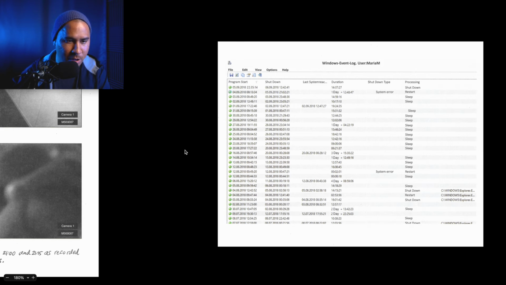Windows event log, user Maria. So there should be some timestamps as well. We are interested in the 5th here. Shut down at 12:42. Duration 14 hours. This is sorted, right? Yeah, it should be sorted by the time and date. Oh, this is like a month or the next day. I see. It was shut down the next day.